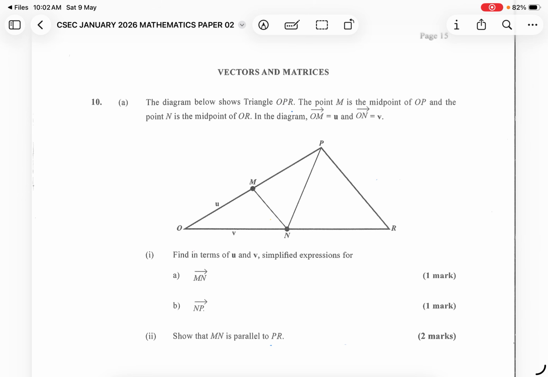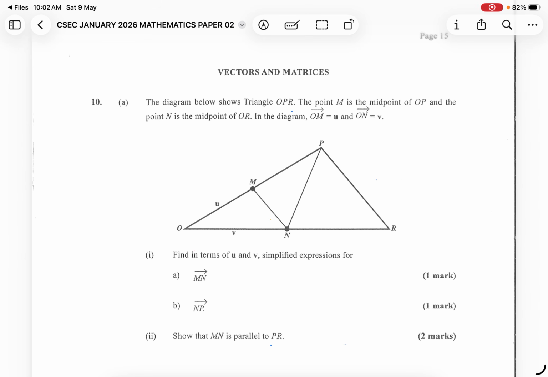The point M is the midpoint of OP. When you get this information, guys, when it comes to vectors and matrices and you get a midpoint, it tells us something that we must remember. If I tell you that it is the middle of the line, it means it divides the line into 2 equal parts. That's the important thing, equal parts. So anything that's on one side is the same as on the other side.